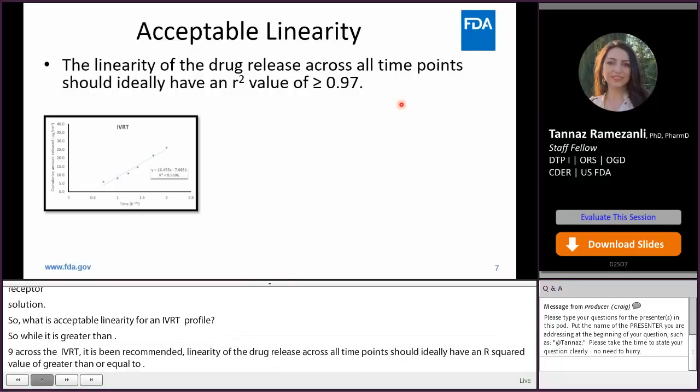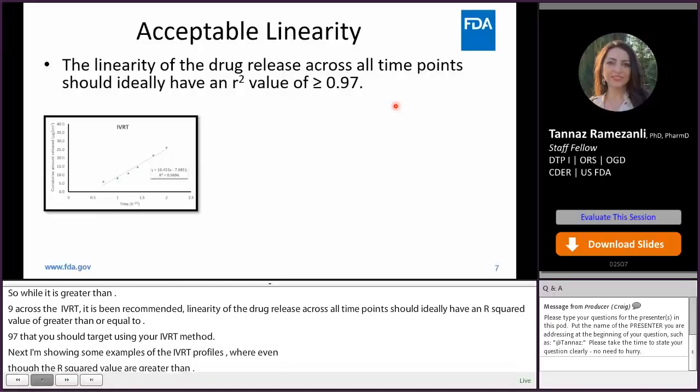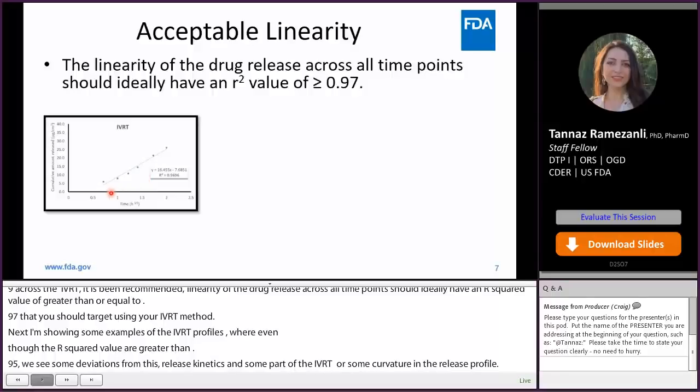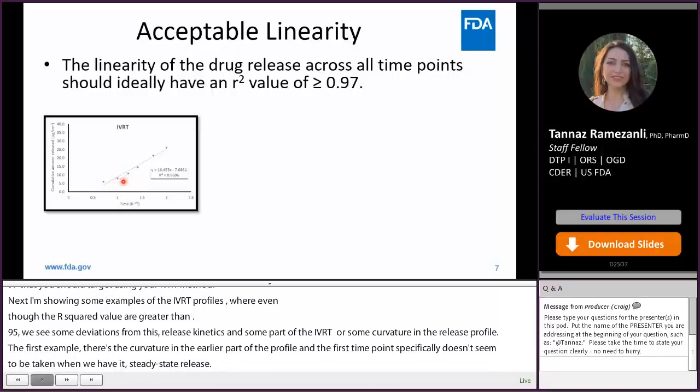Next, I'm showing some examples of the IVRT profiles where even though the R-square values are greater than 0.95, we see some deviations from the steady-state release kinetics and some curvature in the release profile. In the first example, there is a curvature in the earlier part of the profile, and the first time point specifically doesn't seem to be taken when we have a steady state release, and the release rate here at the 30 minutes seems to be different than the next few time points. But the R-square value is approximately 0.97.